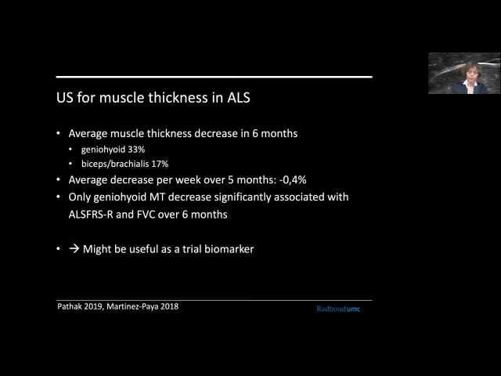Now, people have also looked at biomarker function in ALS, for example, with muscle thickness. And basically what's been found is that the only really associated thickness measurement was the geniohyoid, which is a muscle in the tongue base. It might be useful as a trial marker, but this needs some more work.